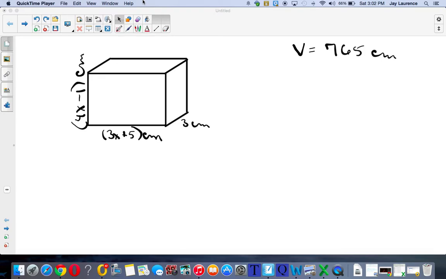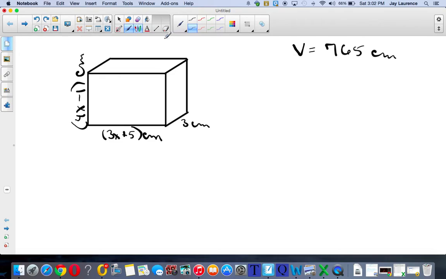We're going to go over an application problem, two of them actually, volume problems. An important skill to have, reasoning.